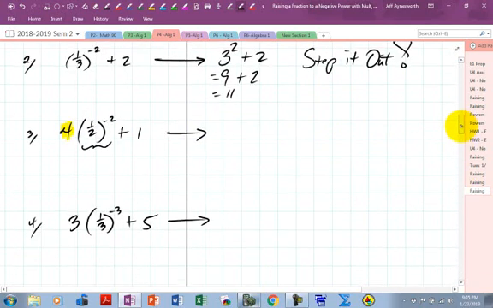All right, now let's bring in a little bit of multiplication. Suppose you have 4 times 1/2 to the -2 plus 1. Okay, you want to handle the exponents first.